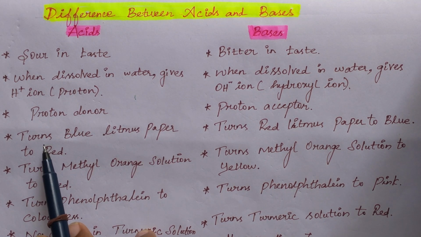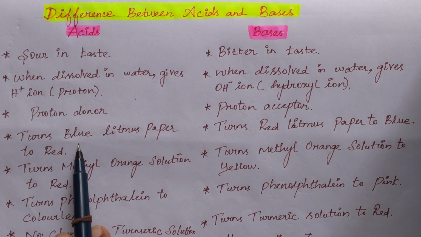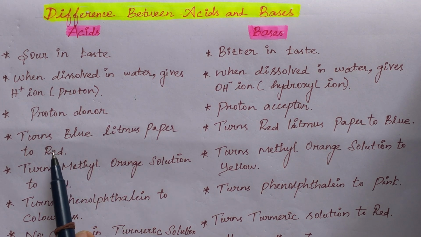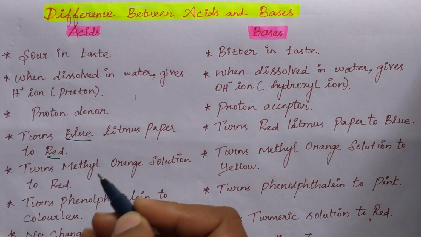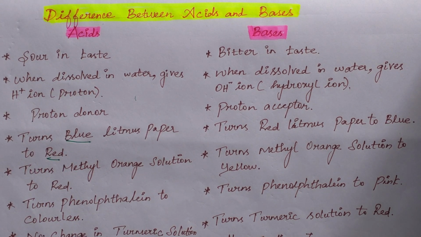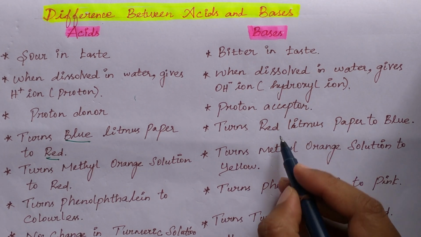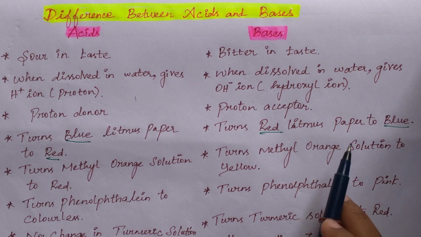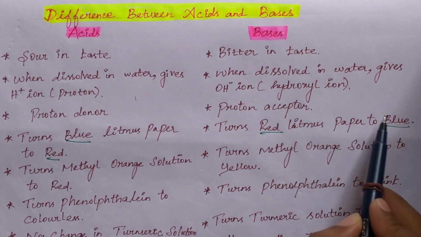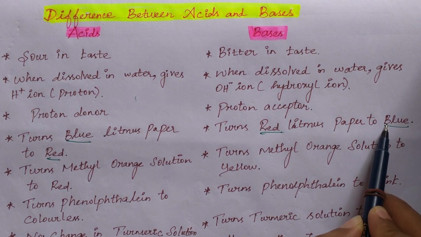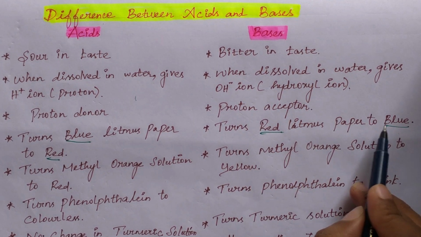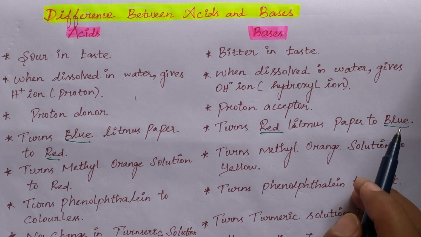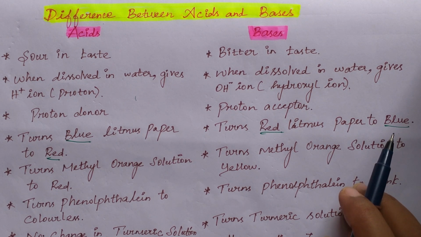Next, it is a very important point. Acids turn blue litmus paper to red. Blue to red, this is the point. Next, bases turn red litmus to blue. Here is one clue I am giving: B means base, and the final paper is also blue. So red to blue. Any one you can remember, students; the other is the opposite.